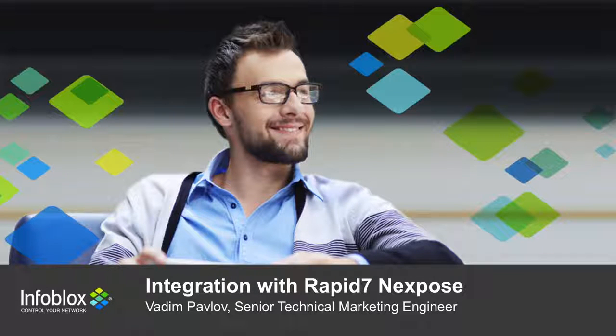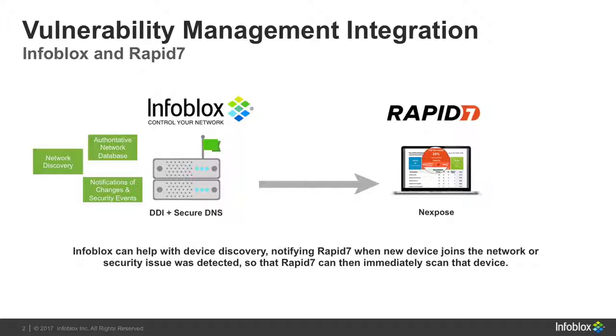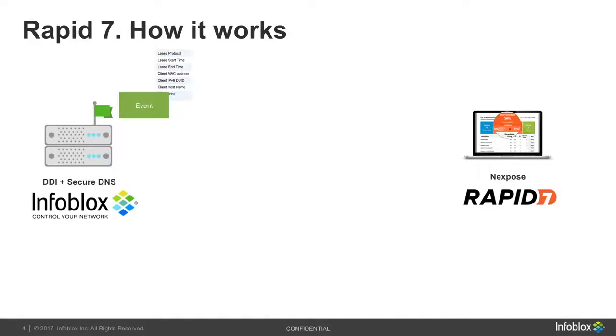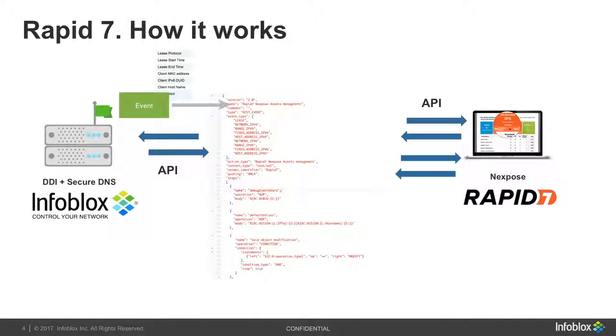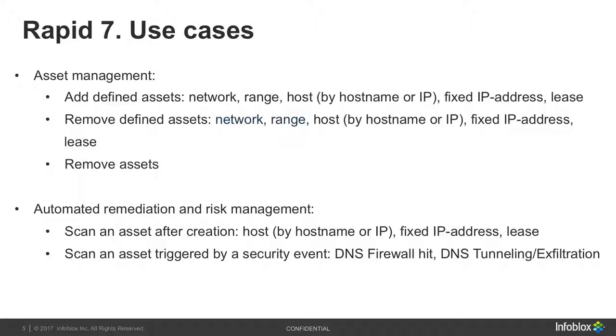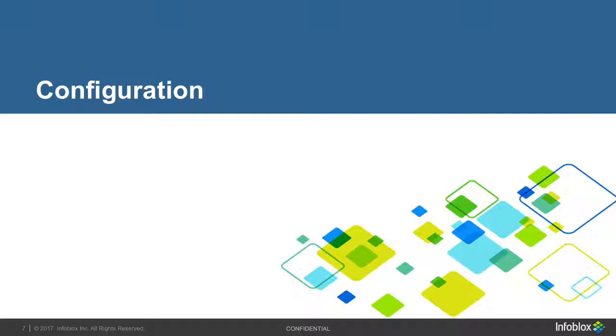I am a senior technical marketing engineer, and today I'm going to show you an integration with Rapid7 Nexpose. The integration is based on the updated NIOS 8.1 outbound API feature. A JSON template is a core part of the integrated solution, and it defines how to process events and which API calls to make. Asset management and automated security issue remediation are the base use cases for integration with vulnerability management solutions. So, let me show how the integration was configured.